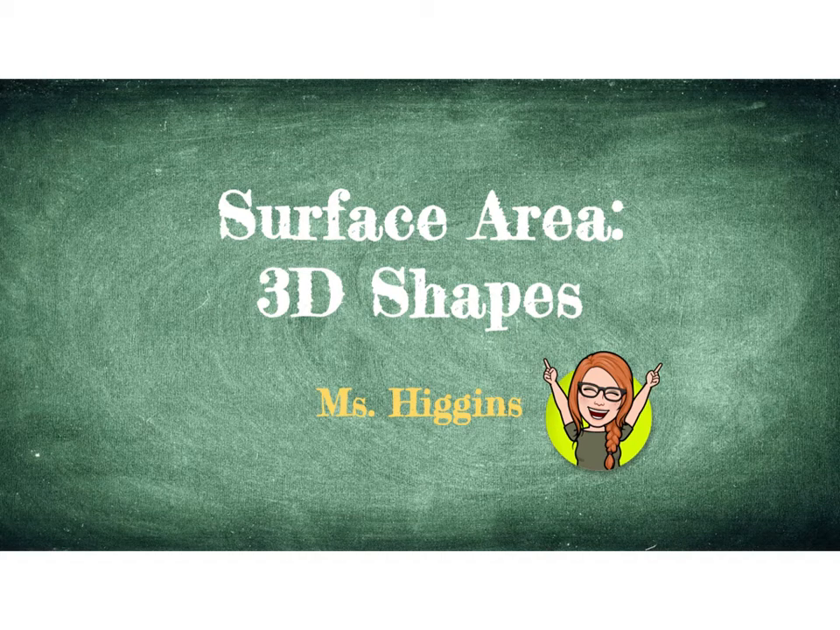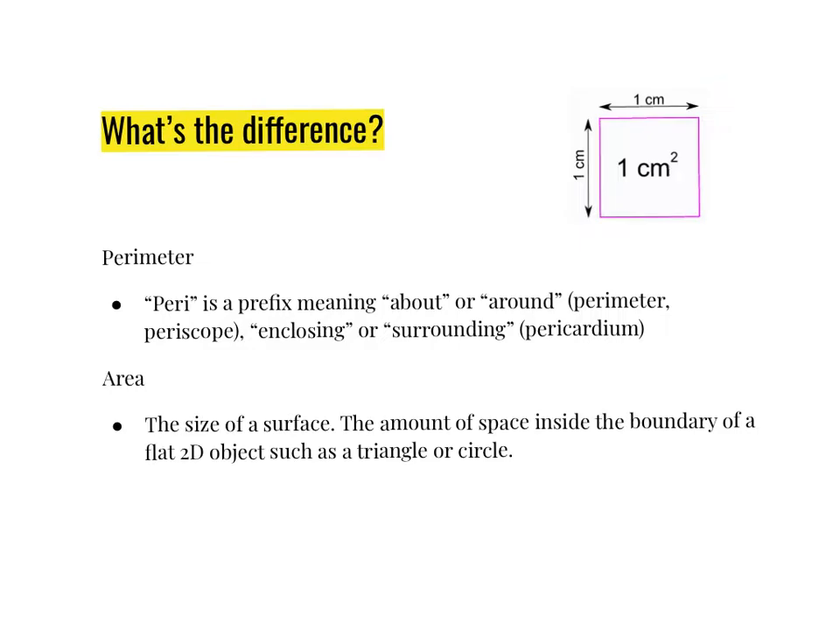Today's lesson is about surface area of 3D shapes. In Chapter 2, we learned about perimeter and area. So what's the difference? I just want to recap.